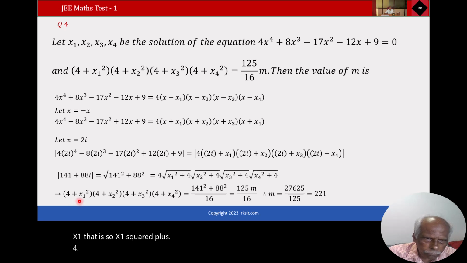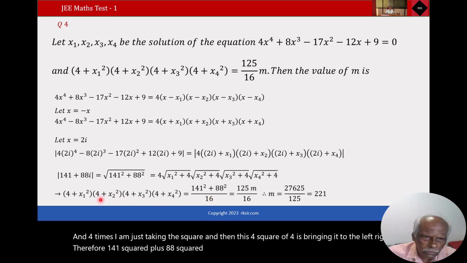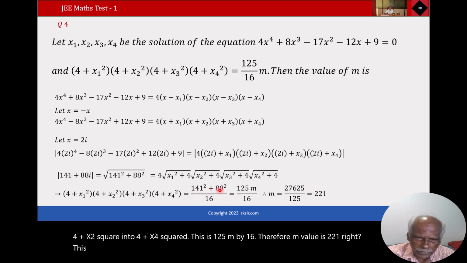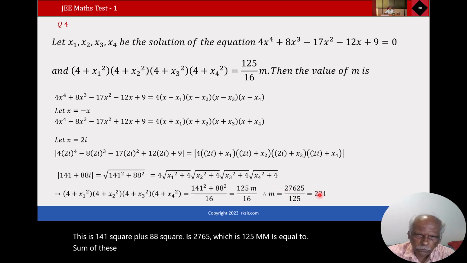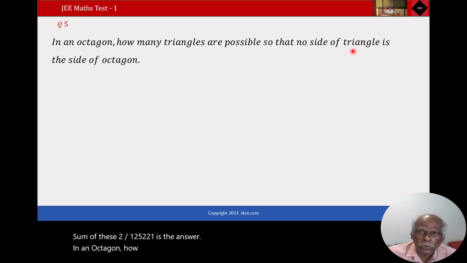And 4 times, I am just taking the square, and then this square of 4 is brought to the left, right? Therefore (141 squared plus 88 squared)/16 is equal to (4 + x1 squared)(4 + x2 squared)(4 + x3 squared)(4 + x4 squared). This is 125m/16. Therefore the m value is 221. Right? This is 141 squared plus 88 squared is 27625, which is 125m. m is equal to the sum of these two divided by 125. 221 is the answer.